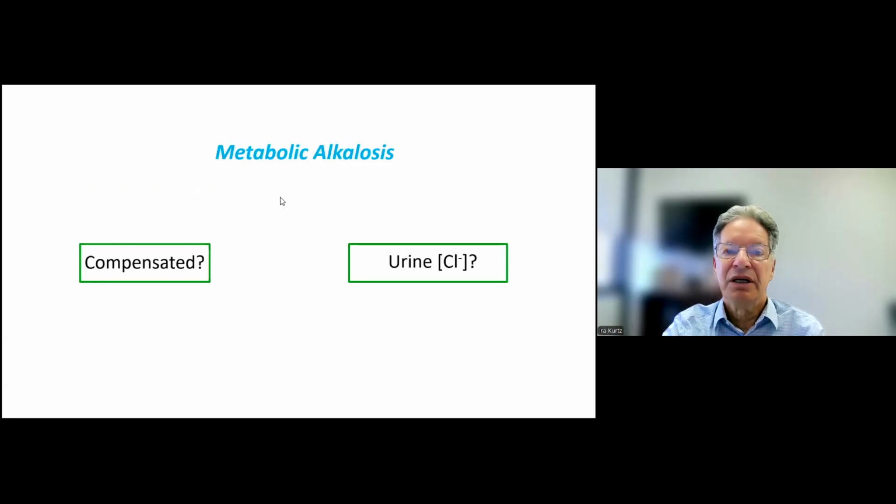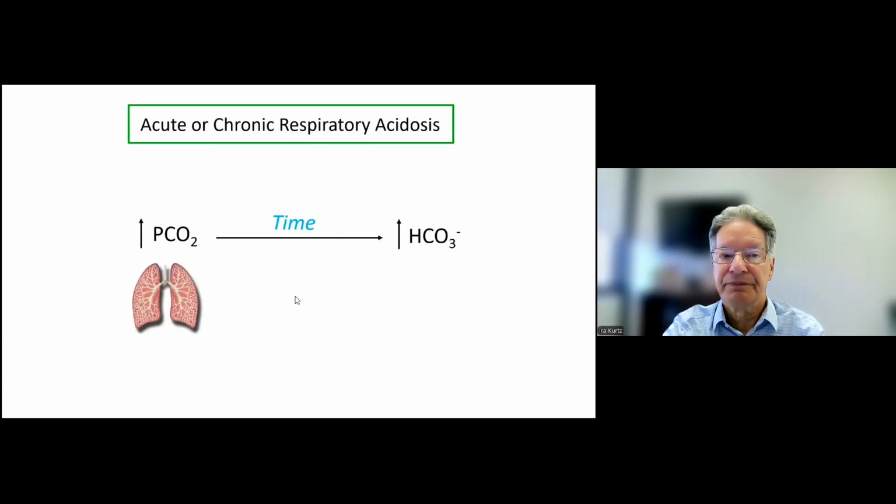So again, there's 2 things we look at. We look at whether it's compensated, like metabolic acidosis, and we look at the urine chloride concentration rather than the anion gap. Now, what about the respiratory acid-base disorders? Again, it could be acute or chronic, and what we have here is the PCO2 going up because of a ventilatory problem, but we find that the bicarbonate also goes up.